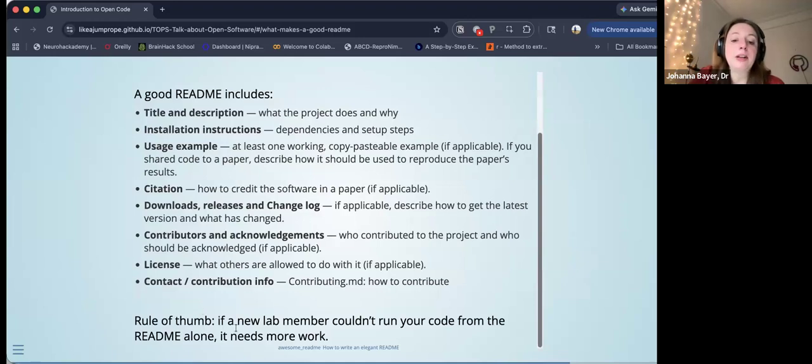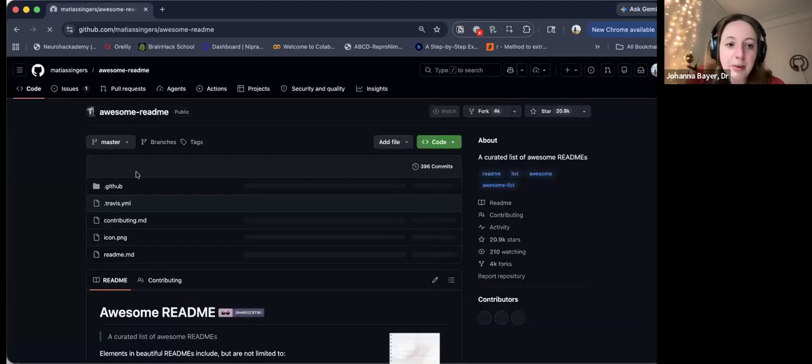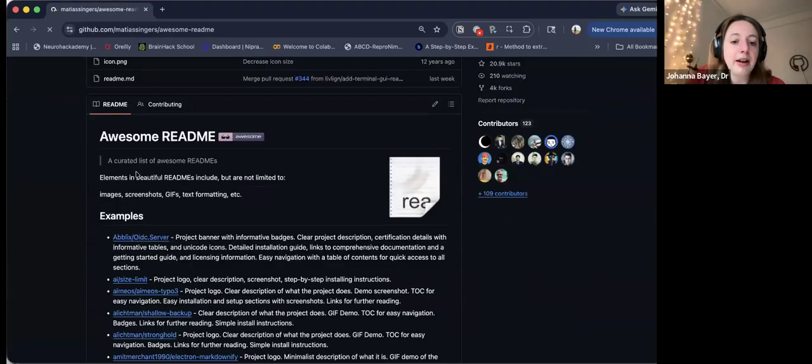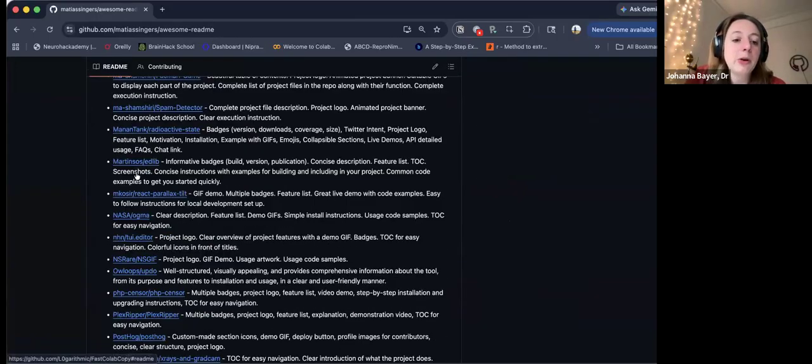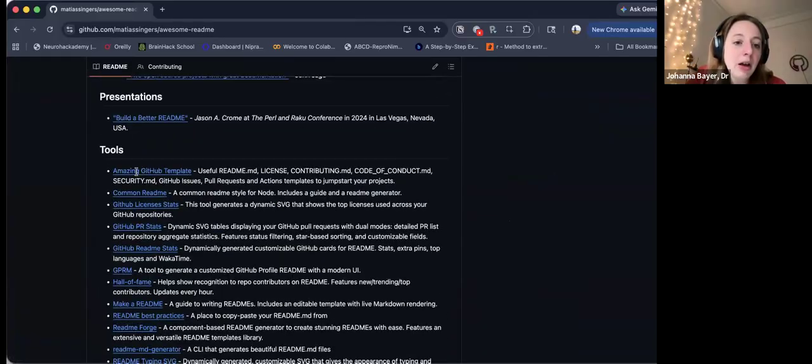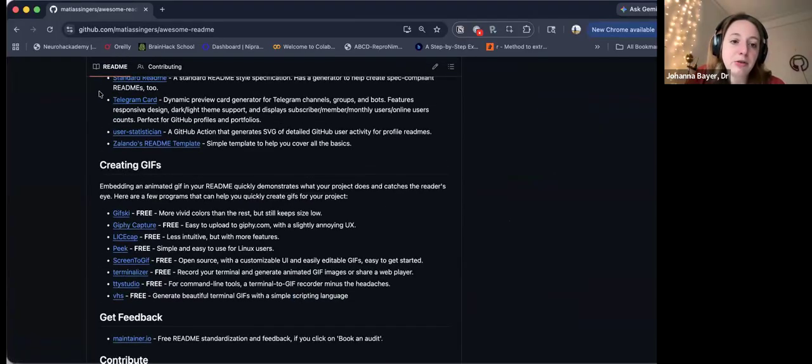The rule of thumb is that when a new lab member or someone else who comes in cannot run your code from the README alone, you need to put in more work. I've put down some resources here. There's a repository called Awesome README on GitHub, where you can find some examples of awesome READMEs, and also a couple of tips on tools for creating good READMEs.